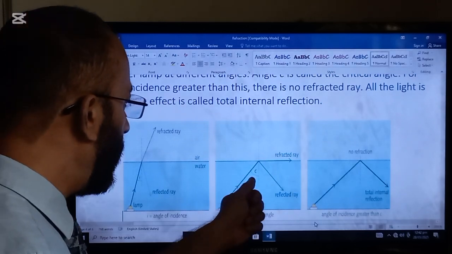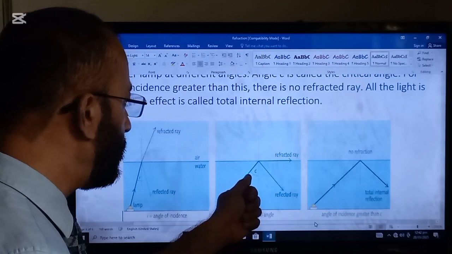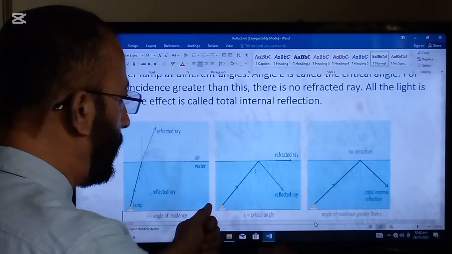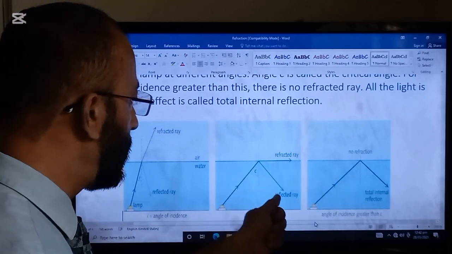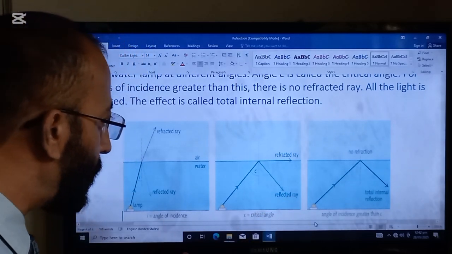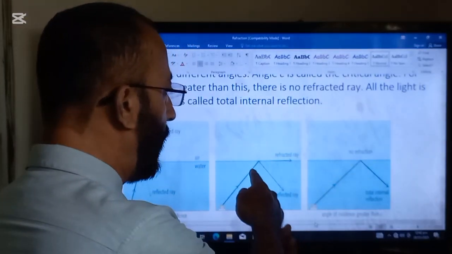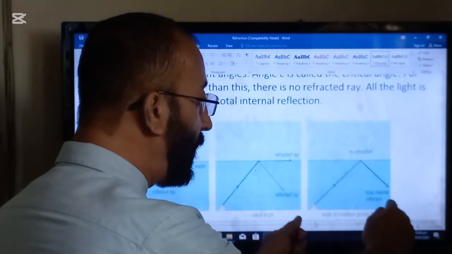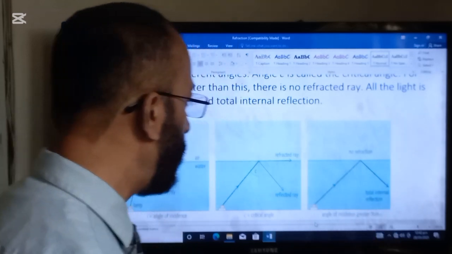In this case, here is the critical angle. The angle of incidence is just the same as the critical angle. So light will be reflected back. Light will be reflected here, and some light will be reflected here. But if the angle of incidence is greater than the critical angle, no refraction will be there at all. All the light will be reflected back into the denser medium. This is called total internal reflection.